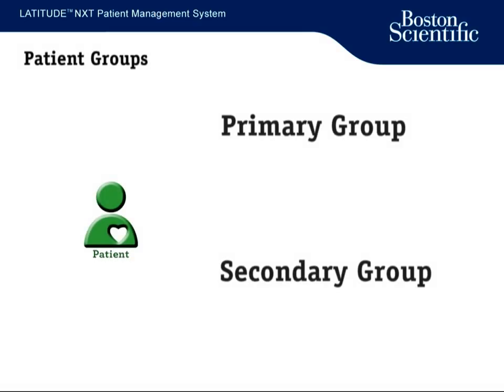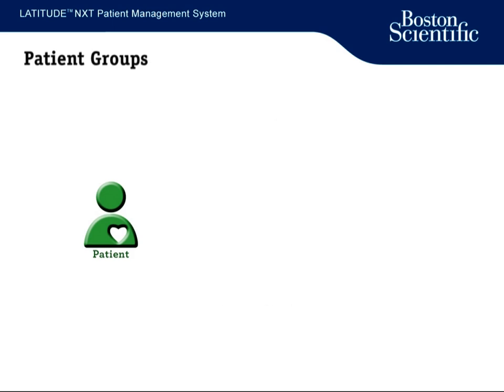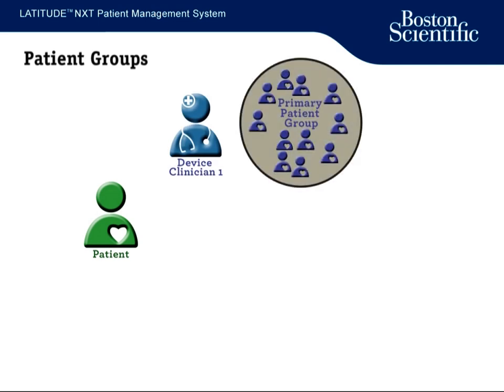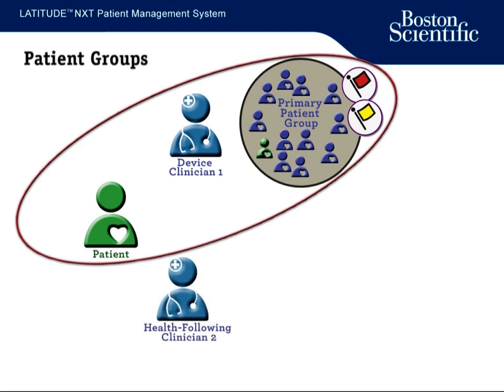Frequently, we see patient group configurations where the primary patient group is responsible for managing the patient's device, while the secondary patient group is responsible for monitoring the patient's condition. In this scenario, the clinic associated with the primary patient group is typically responsible for monitoring a patient's device, including regularly scheduled device follow-ups and managing any red alerts detected during device interrogations. Additionally, the primary clinic may be responsible for managing yellow alerts, depending on whether or not those alerts have been configured. The secondary patient group monitors the patient's condition.